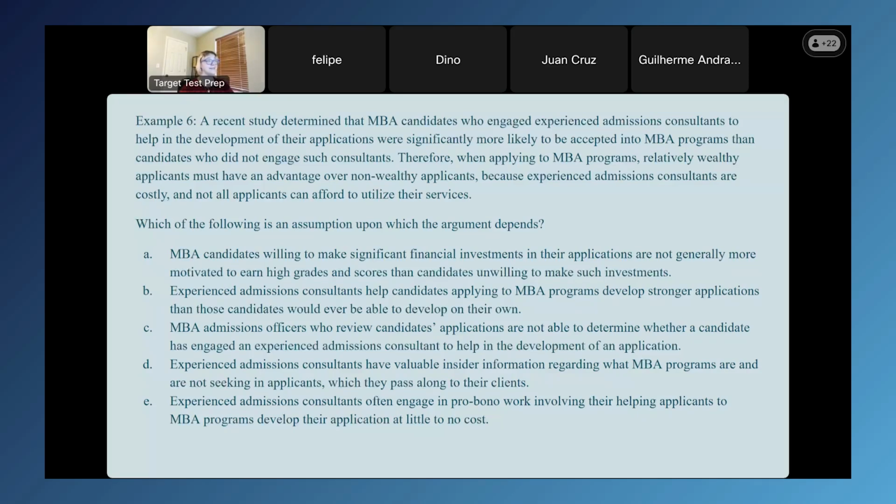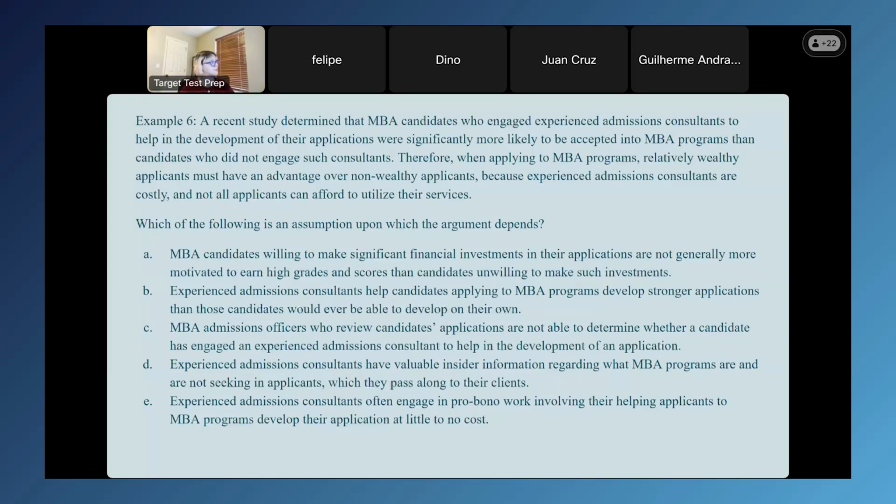This is seemingly relevant, but it actually doesn't matter for the same reason, because we already know that wealthy candidates have this advantage as far as being significantly more likely, or candidates that hire consultants are significantly more likely to be accepted. Whether or not the adcoms can tell, the fact is that those hiring consultants are significantly more likely to be accepted. So that one is more just distracting, but it is not a necessary assumption.